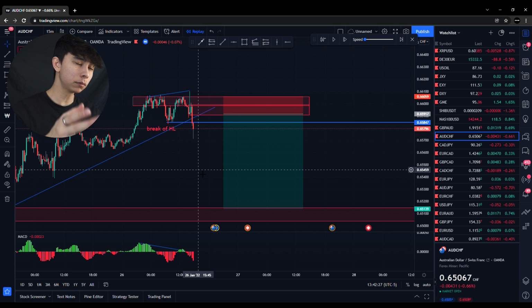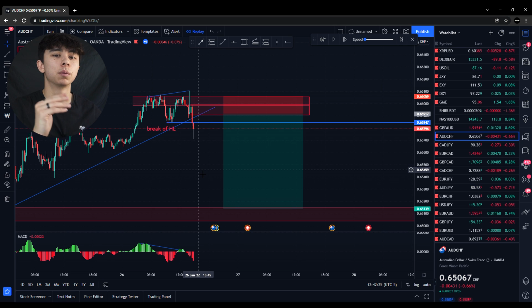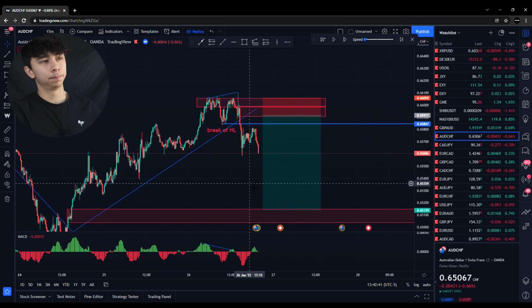Cool. Maybe I can risk a little bit more on this trade because I have that extra confirmation. Maybe I can risk an extra 0.5%. Okay, cool. Maybe I'll risk 1.5% on this trade. So now we let it play out.